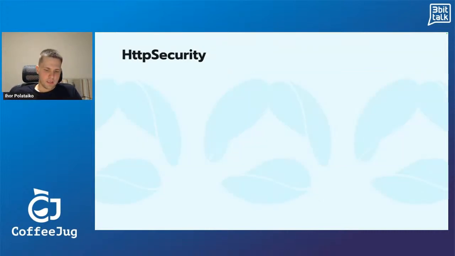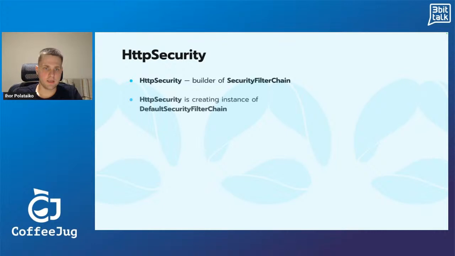So let's now see how to build a security filter chain. Probably everyone who has touched Spring Security at least somehow has seen this object, HttpSecurity. And yes, HttpSecurity is a builder of the security filter chain. It creates an instance of DefaultSecurityFilterChain, because SecurityFilterChain itself is an interface, and DefaultSecurityFilterChain is a class implementing it. It's the only implementation available in the core of Spring Security.